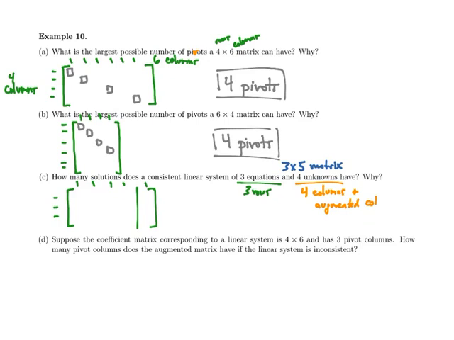So no matter where our pivots are, we have to have a free variable. There are not enough pivots to cover the 4 unknowns. There has to be a free variable. And that means infinitely many solutions.